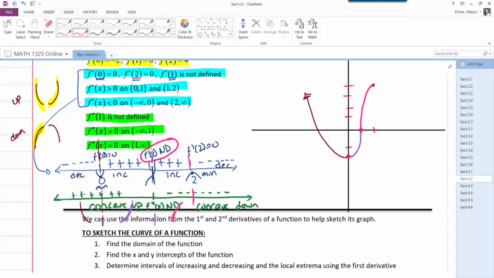Finally, in the last little section, I am decreasing and concave down, which looks like the right side of the letter N. So from here, I'm going to be going down. And that point (2, 4) is a maximum. I wrote minimum, but that is incorrect. This should have said maximum, because if you go from increasing to decreasing, that should be a maximum. So this is the graph of f of x using all that information.